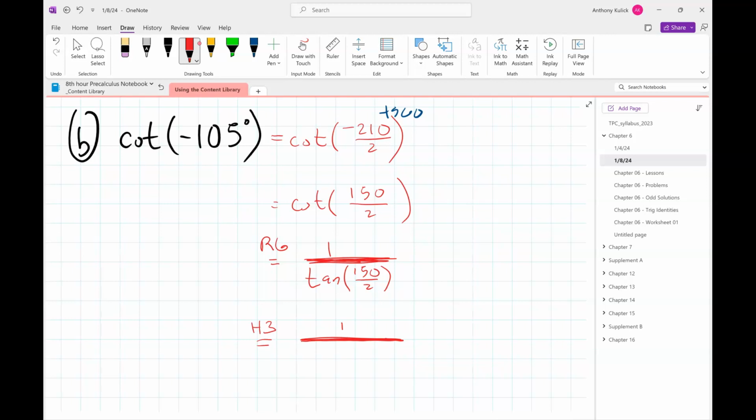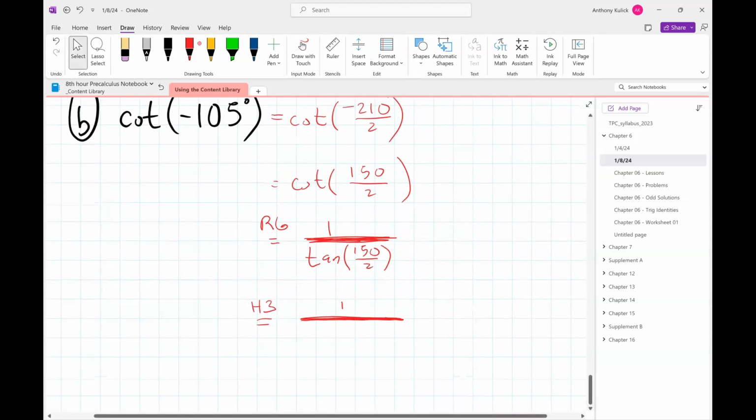So the version I want is, well, you'd think H2, but remember we have to take the reciprocal of it. So really I want the third version of H3, because I have to flip it still. I know, that was tough, Mr. Kulik.